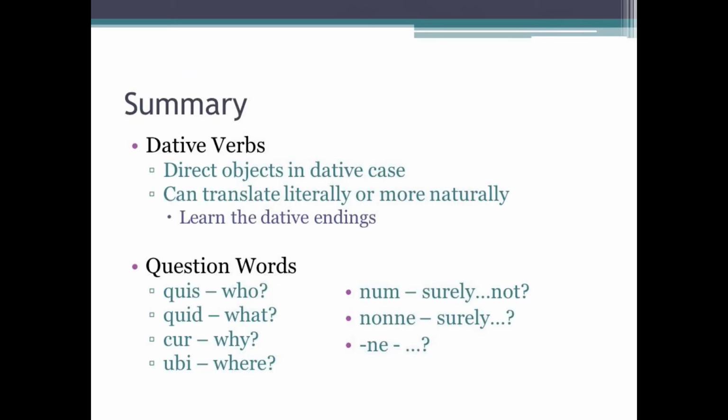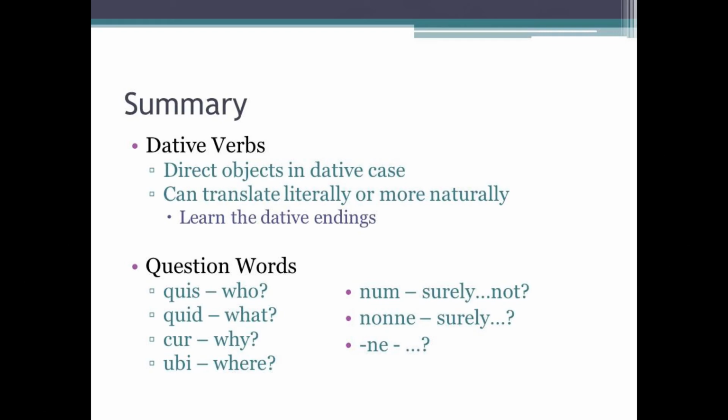So we've now covered stage 11, so let's summarise. Dative verbs. As already discussed, most verbs in Latin require a direct object in the accusative, but some verbs require their direct object to be in the dative case. And you can translate these literally with the words to or for, or more naturally, as we've seen earlier in this video. And I'd also recommend learning the dative endings for all three declensions if you haven't already.